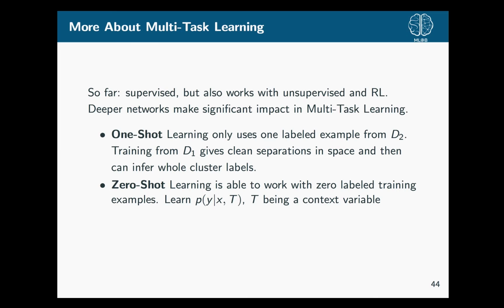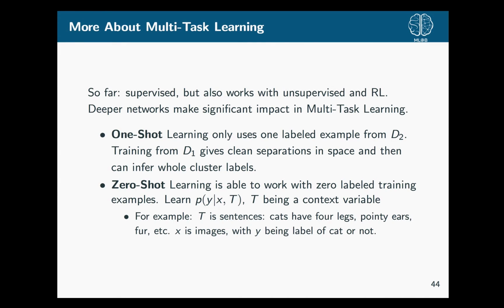And then you can actually do this with zero shot, where you don't even use a single training example or a single labeled example. What you do is you basically learn some context about the distribution. So T is sort of like D1, and X would be D2. An example would be that T is a bunch of sentences, like cats have 4 legs, they have pointy ears, they have fur. And then X is images, and you want to be able to still infer whether or not the image is of a cat. So you're learning this other distribution of probability of Y given X and T.